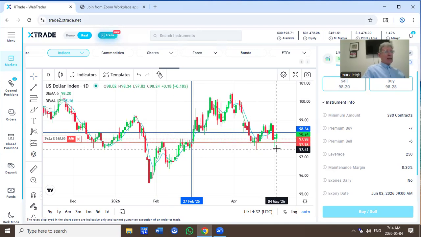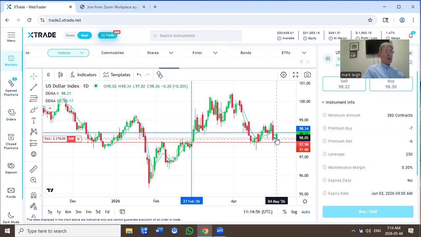US dollar index starting on the front foot, green candlestick. I've got support at 97.98. I've got resistance at 98.34. The open was at that tough support level, the 98. Buyers did protect that level once again.